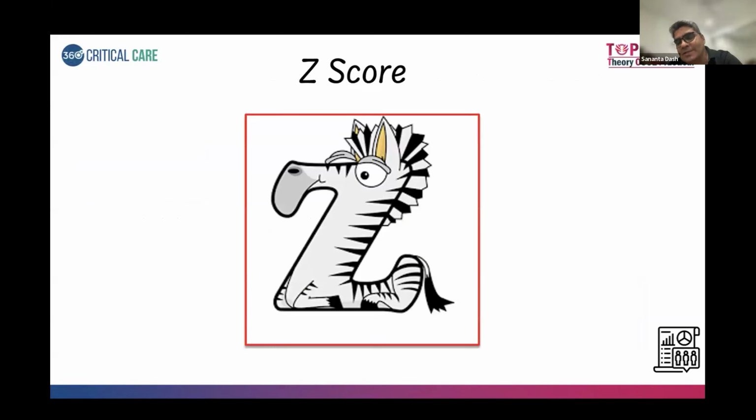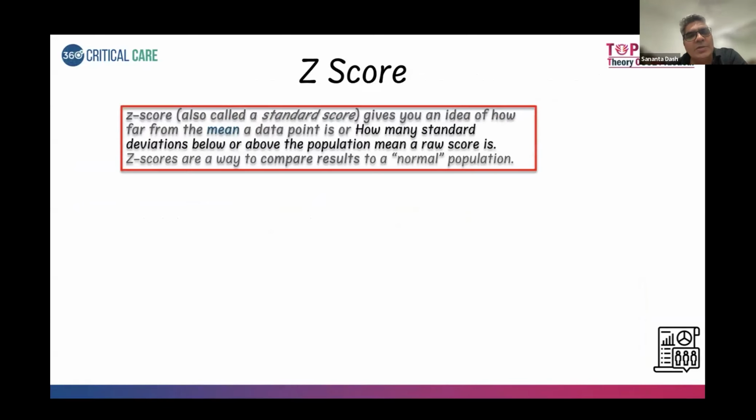Now, Z-score, this can be another short note for you. Z-score is also called a standard score. It gives you an idea how far from the mean a data point is, or how many standard deviations below or above the population mean a raw score is. Z-scores are a way of comparing results to a normal population.